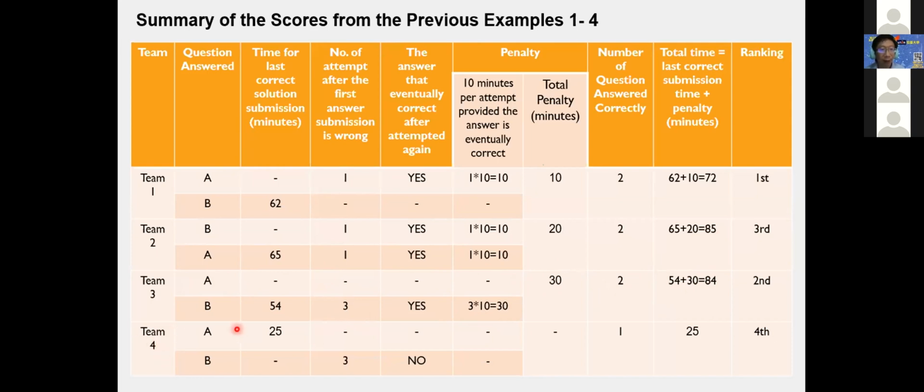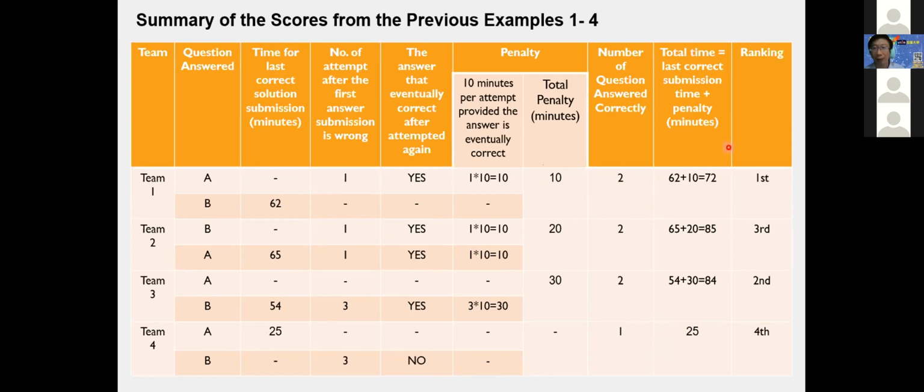For team 4, they answered question A in 25 minutes. They have given up on question B, and therefore they have only 1 question answered correctly. So the total time is 25 minutes.